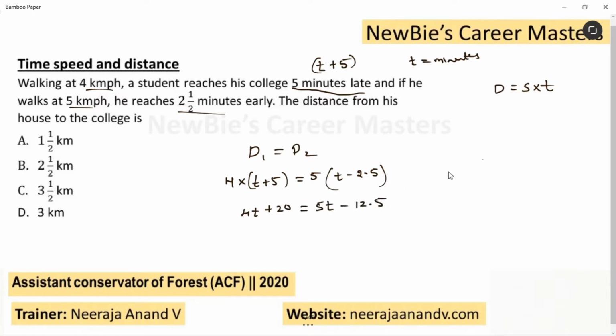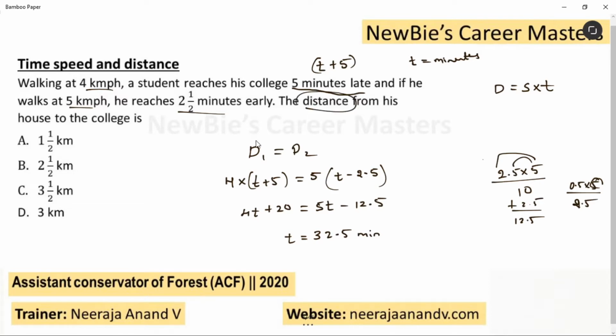Super. See, this is very simple. 2.5 into 5 means just multiply these two, you get 10, and 0.5 into 5 means half of this, that is 2.5. Just add that 2.5 to this, that is 12.5. Am I clear? Now, get the value of t. Let's send this 4t here and this here. We get t is equal to 32.5 minutes.